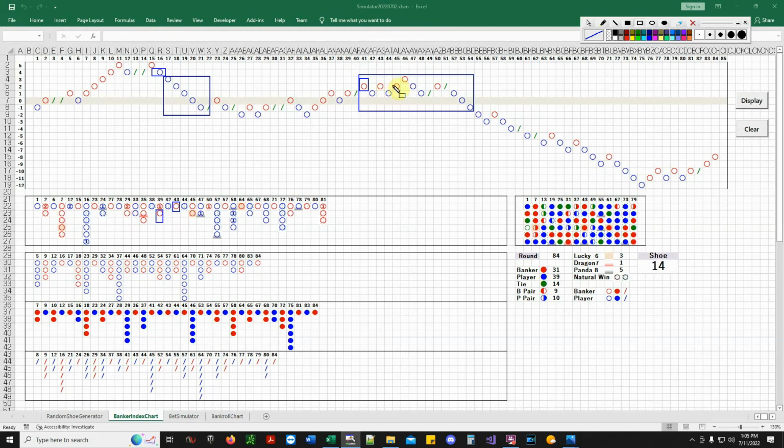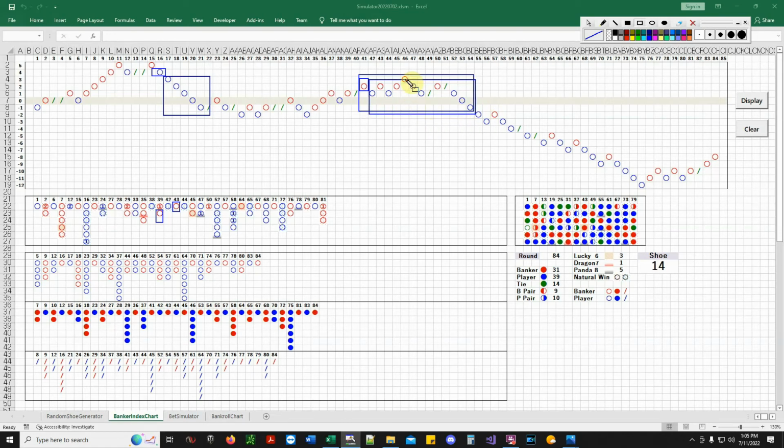I will be sitting on my hands. I will be waiting because it is in between +3 and -3. I personally would be waiting. I would be sitting on my hands right here. This whole section, I would be sitting on my hands.